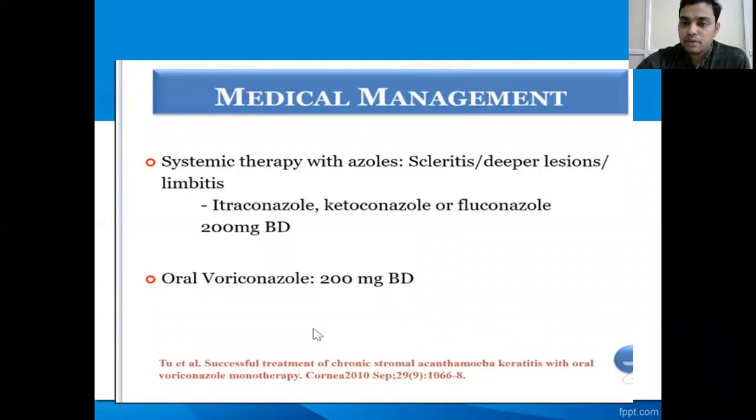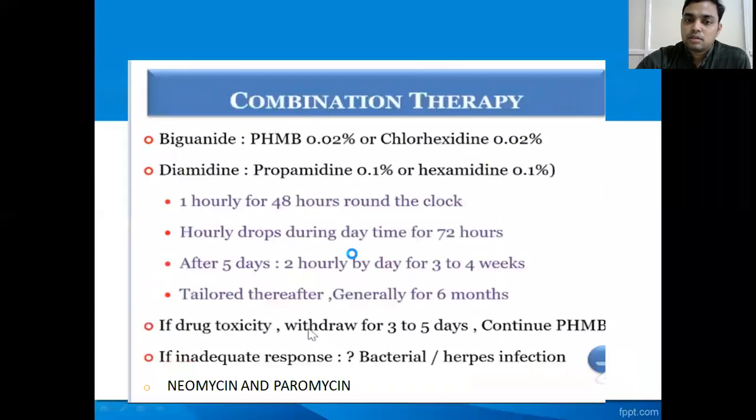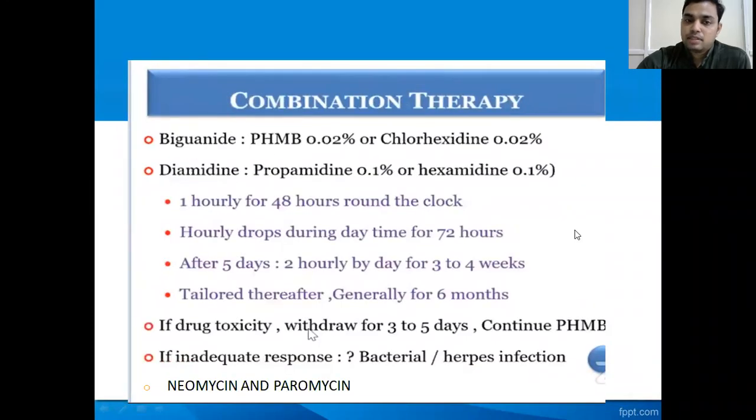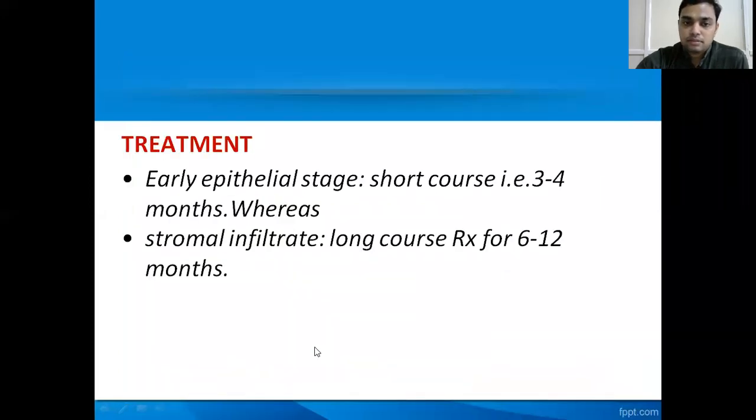Then the stroma is involved. We see ring infiltrates, perineural infiltrates, and sometimes we see scleritis, limbitis. The scleritis, on resolving, may lead to ectasia of the sclera, that is thinning of the sclera. So we start with the antifungals and biguanides, diamidine, neomycin and paromomycin. So this is about acanthamoeba keratitis.